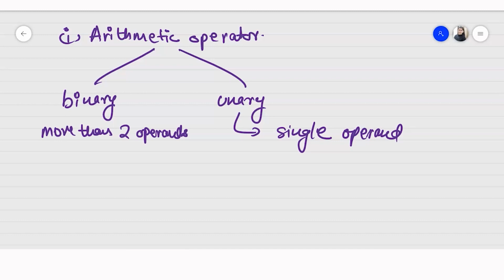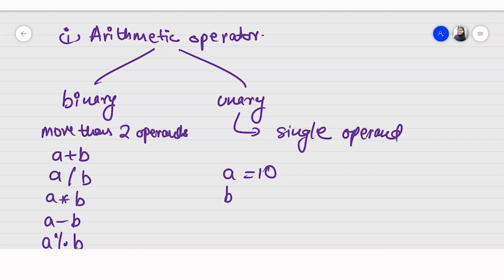On the binary side, there are many arithmetic expressions that we can write, like a plus b, a divided by b, a asterisk b, which means a multiplied by b, a minus b, and another one is a modulus b. So let's dig into these first, and then I will teach you about the unary operators. Let's take the values a equals 10 and b equals 5. So a plus b, as simple as that, gives us 15.